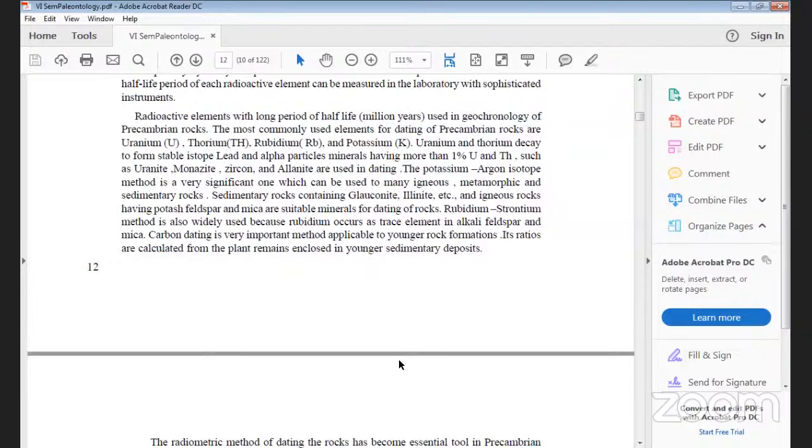The most commonly used elements for dating Precambrian rocks are uranium, thorium, rubidium, and potassium. Uranium and thorium decay to form the stable isotope lead and alpha particles. Minerals having more than 1% uranium and thorium, such as uraninite, monazite, zircon, and alunite, are used for dating.